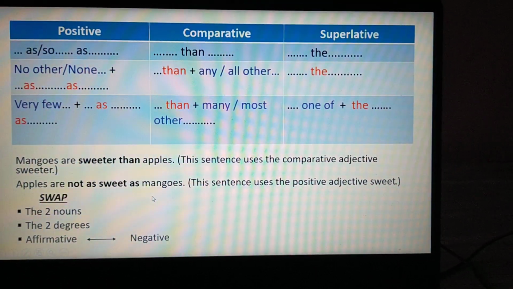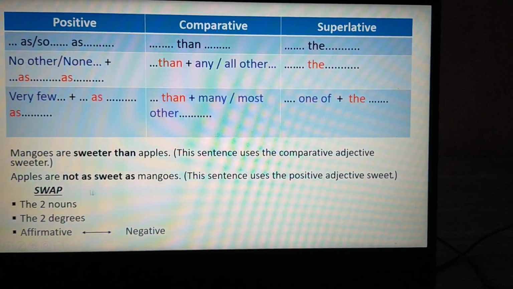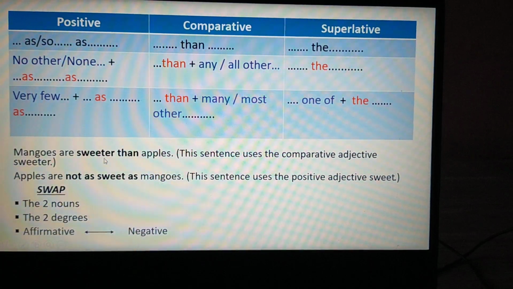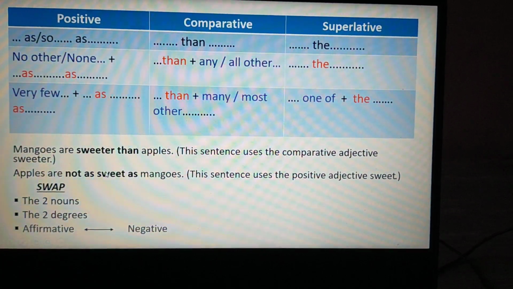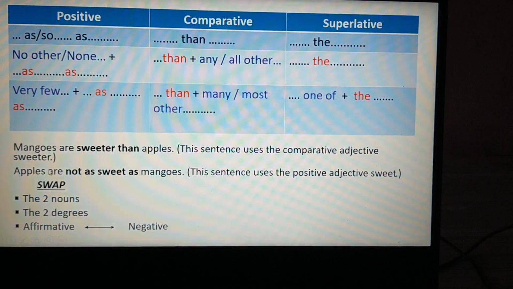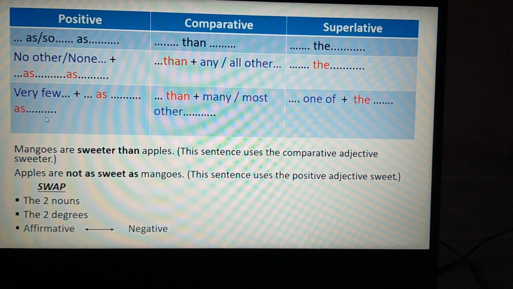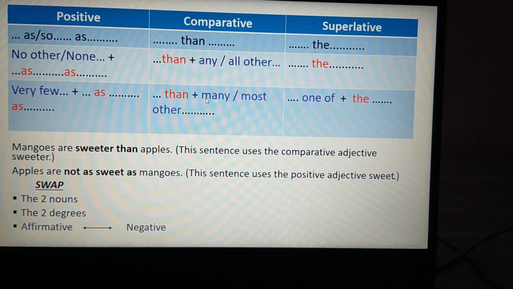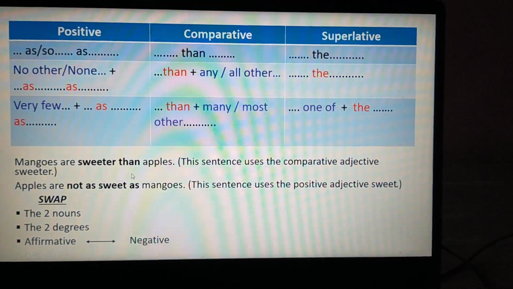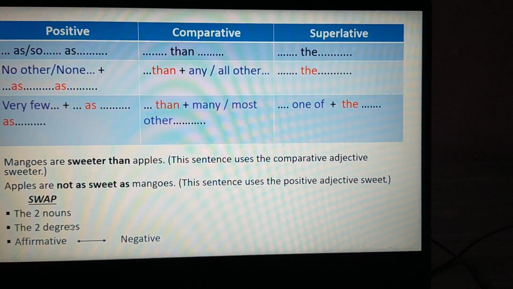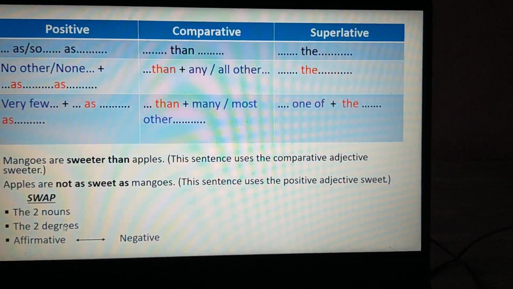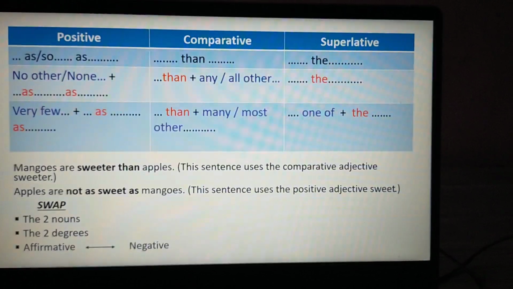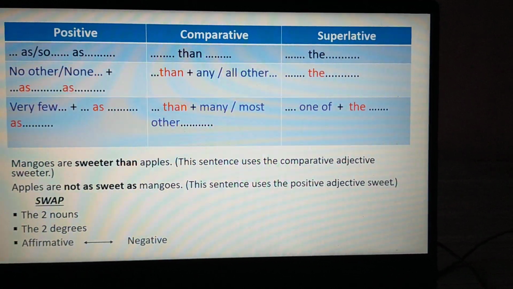So remember students, when either the positive degree is given or the comparative degree is given, but the sentence in the positive degree is not beginning with "no other" or "very few", or in the comparative we don't have "any" or "all other" or "many" or "most", the sentence formation is different. That is, we have to follow these rules, and in such cases formation of superlative degree is impossible. So let's take a few more examples.